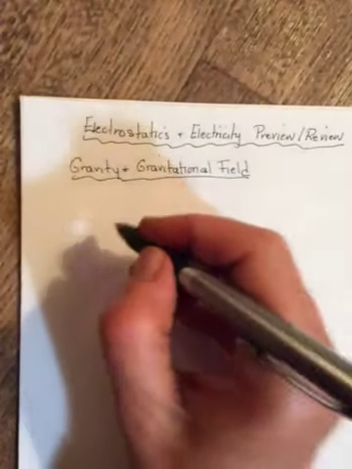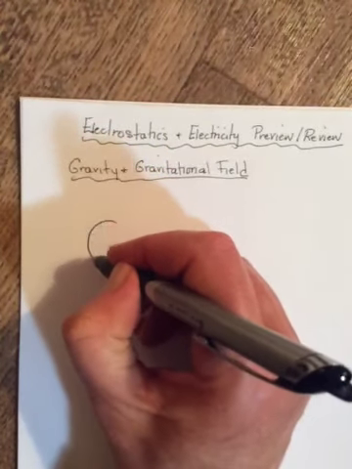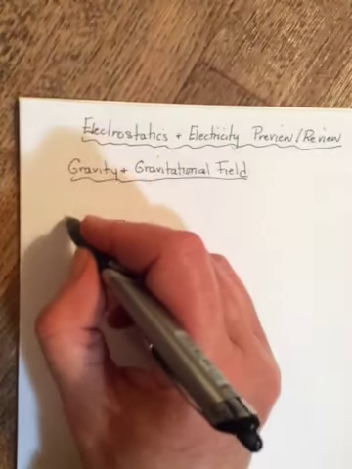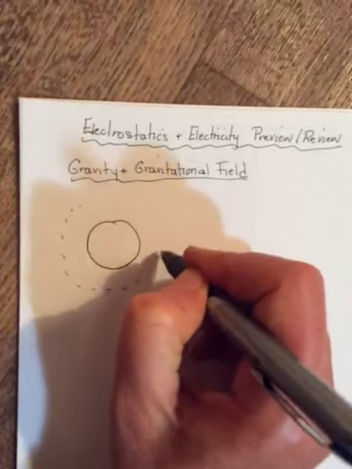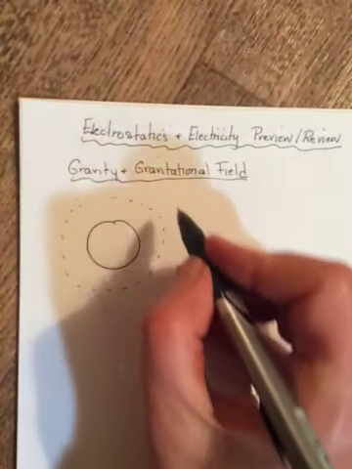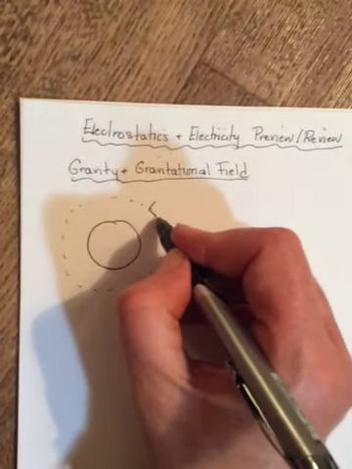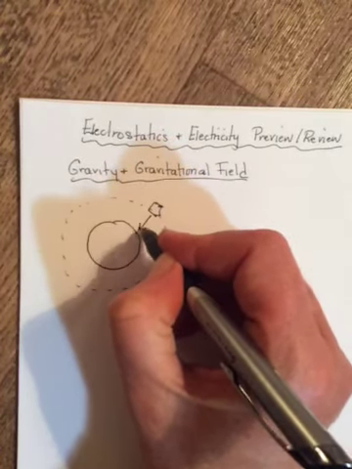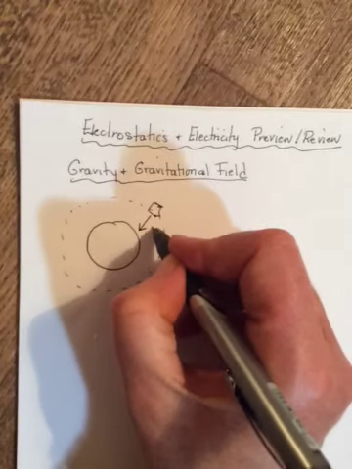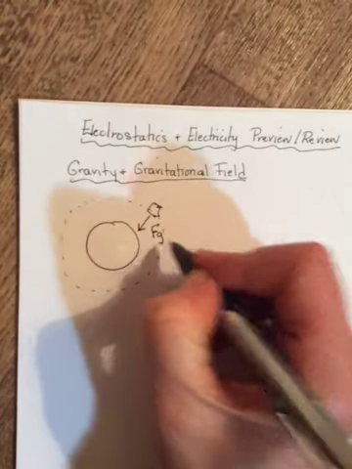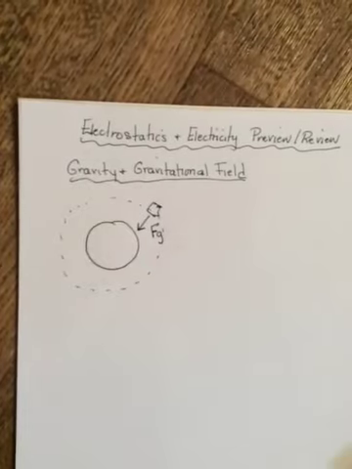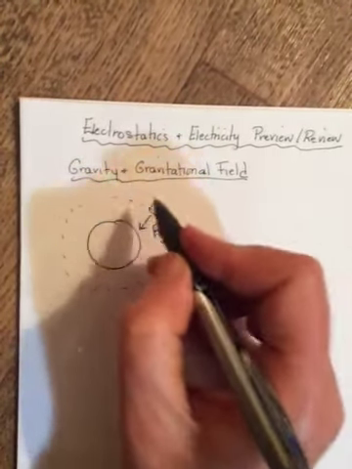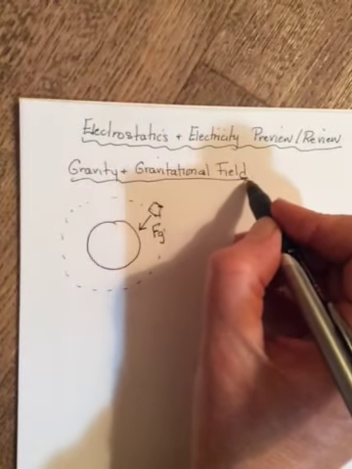Okay, I think you all know what gravity is. I think you all know that if this is our Earth, then there's an area around the Earth where any object that enters into this area that has mass is going to experience a pull towards the center of the Earth. That pull is known as the gravitational force. It pulls it down. And this area around the Earth is known as the gravitational field.